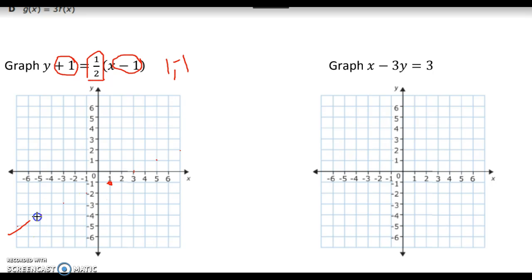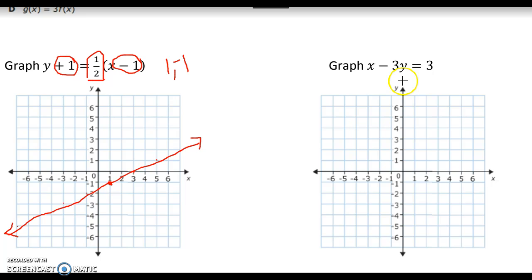Once I'm done, I connect my dots with a line. Alright, so for this kind of thing, you can just double check to make sure that they have the same ordered pair that they should be starting at, and just do one ordered pair, one slope, one rise over run, and see if that gives you the same dot.